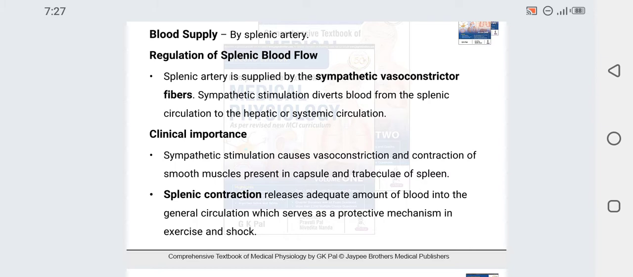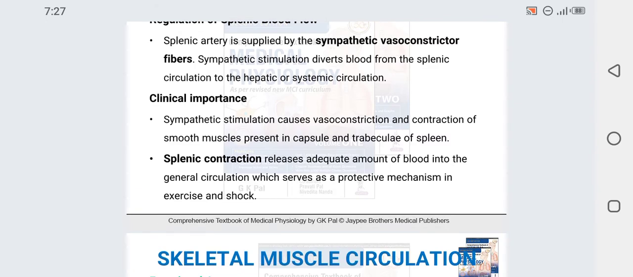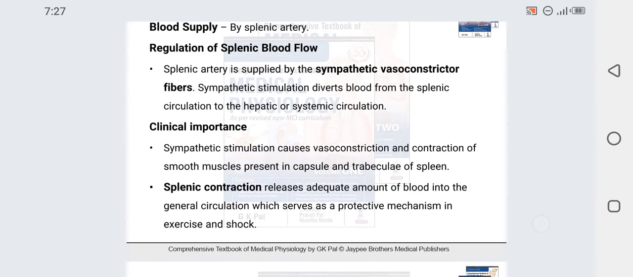What is the clinical importance? The sympathetic stimulation causes vasoconstriction and contraction of the smooth muscle present in the capsule and trabeculae of the spleen, and this contraction releases an adequate amount of blood into the general circulation, which serves as a protective mechanism in exercise and shock.